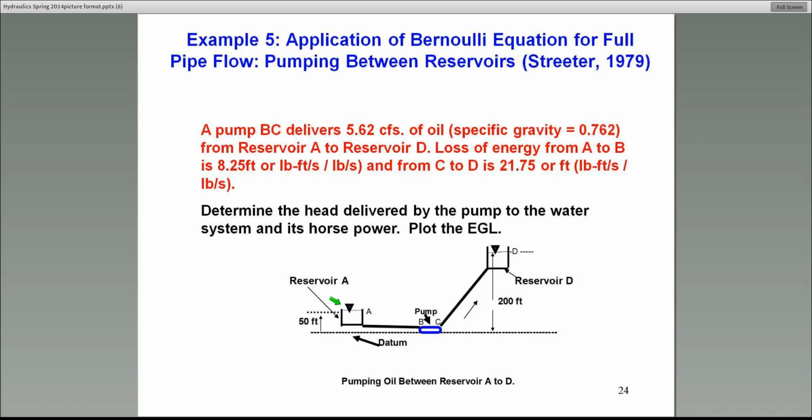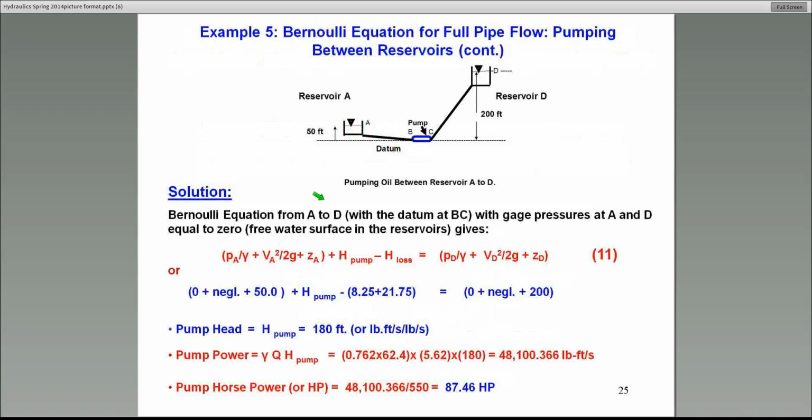So one could therefore write the Bernoulli equation between A and D and be able to solve for whatever unknown. In this case, what I would like to know is the head delivered by the pump to the water system and its horsepower. So a pump is delivering water from A to D, and we're trying to find out what that head delivered by the pump is. So what we do is we simply write the Bernoulli equation between point A and point D here. And here it is. PA over gamma plus VA squared over 2g plus ZA represents the total energy at point A.